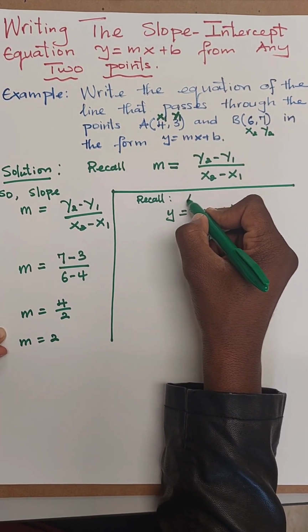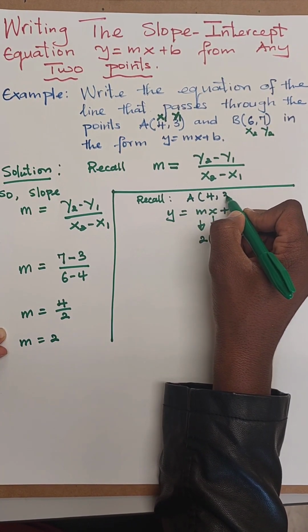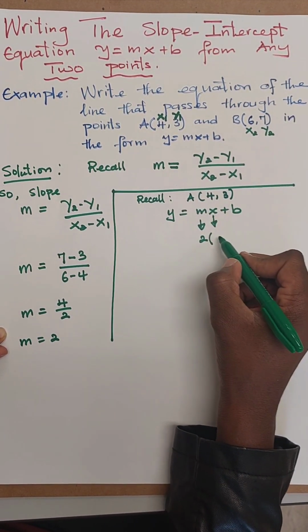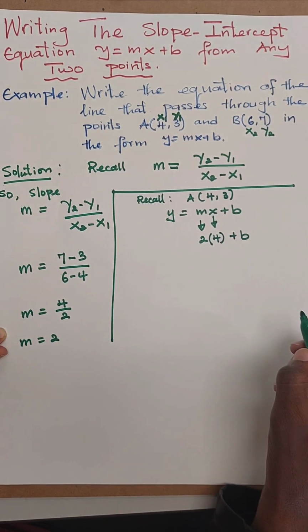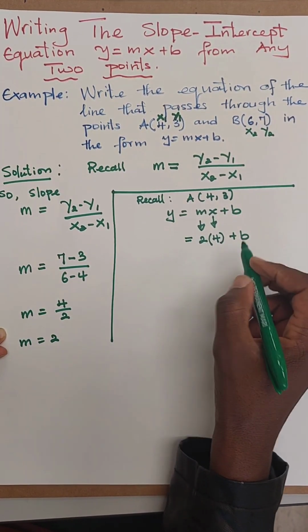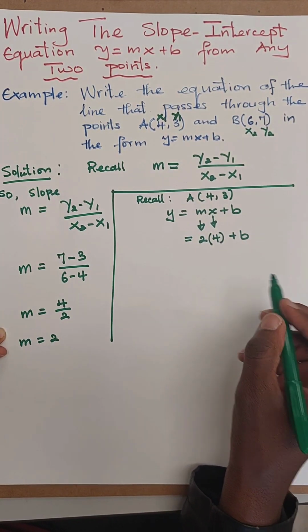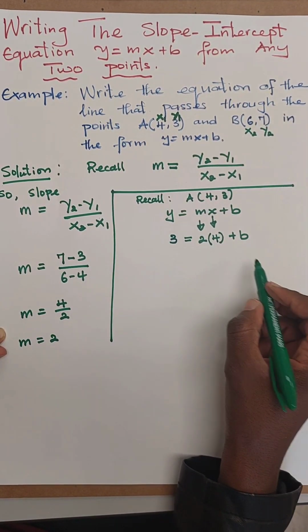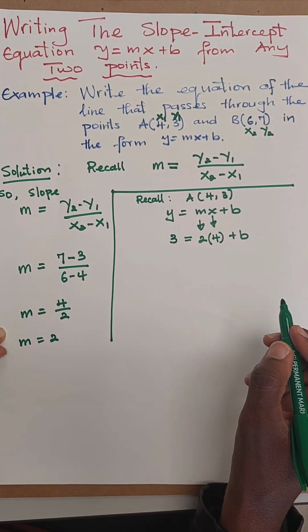So let me take the point A, which has small numbers. A is (4, 3). I'm going to use 4 to replace x. And then I don't know what the y-intercept is. I just call it b. And then because I use 4 to replace x, I'll use this 3 to replace y. So I have 3 there. So now I have an equation here that I can isolate b to get the value for my y-intercept.